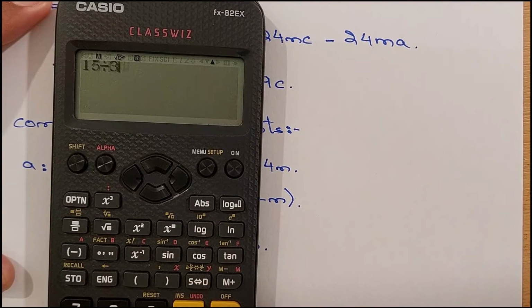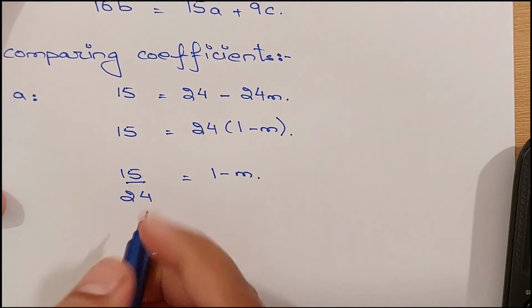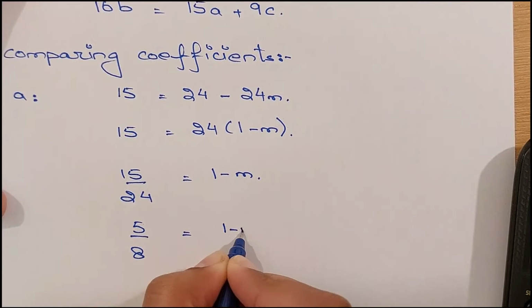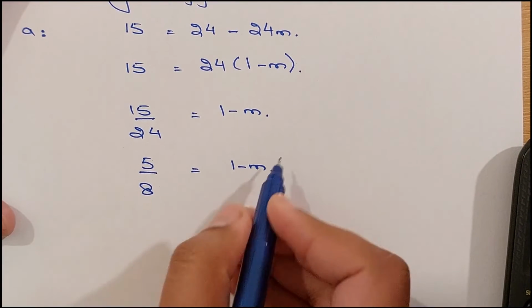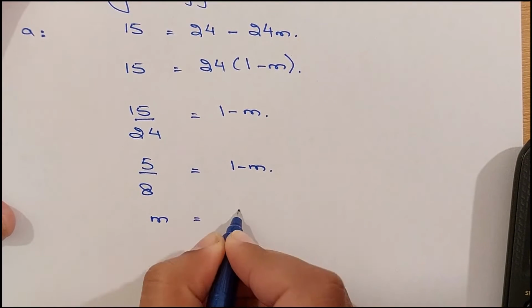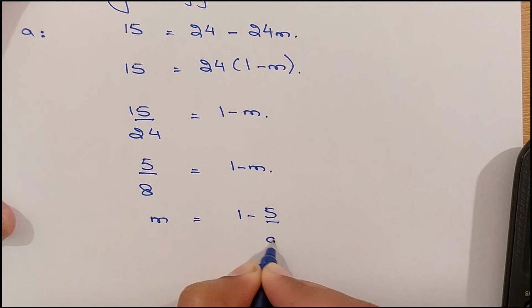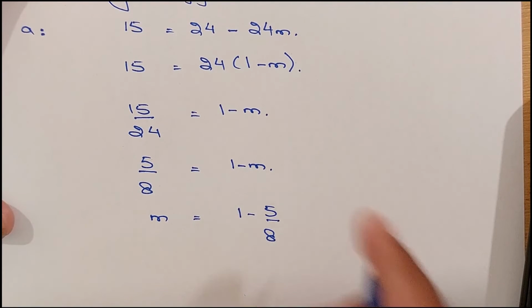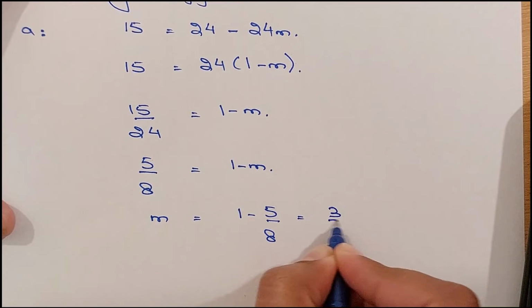15 divided by 24, this is 5 by 8. 5 by 8 is equal to 1 minus m. Or let me shift m over here, and 1 minus 5 by 8. So 1 minus, the answer is 3 by 8. So the m value is 3 by 8.